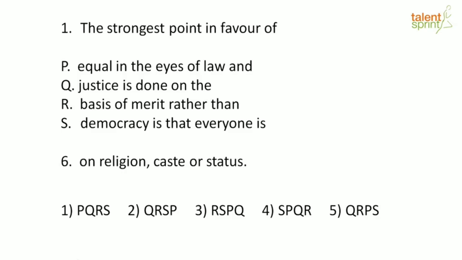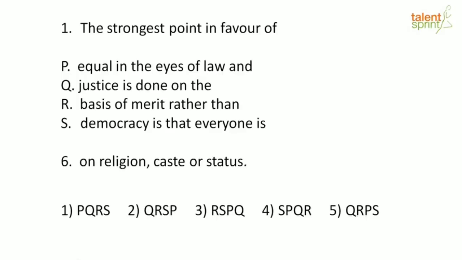So here we go. Again, we've applied the strategy of identifying the subject. The question who or what points you to the subject, right? So the strongest point in favor of who? Favor of democracy is that everyone is what? Equal in the eyes of law, and justice is done on the basis of merit rather than on religion, caste, or status. So which is the sequence that gives you that?